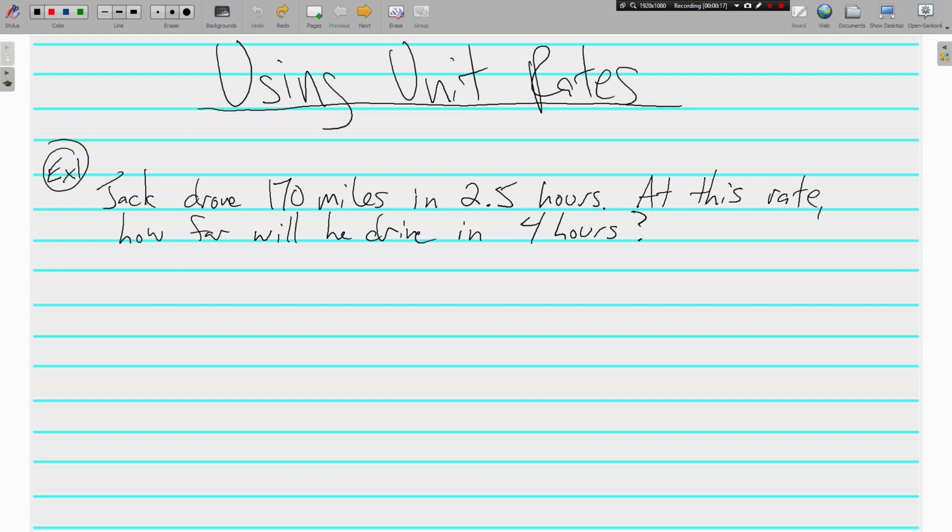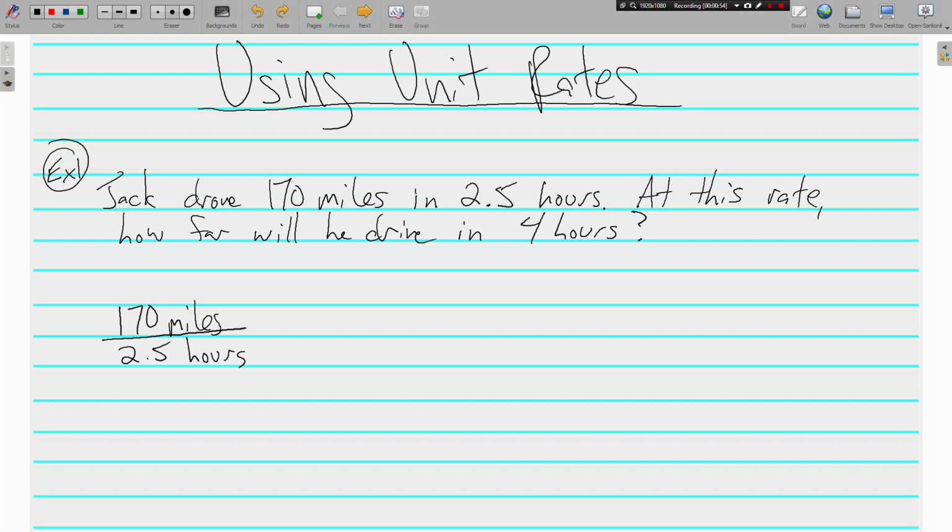Example 1. Jack drove 170 miles in 2.5 hours. At this rate, how far will he drive in 4 hours? Well, let's start with what we know. We're given a rate in this problem. The rate is 170 miles in 2.5 hours.